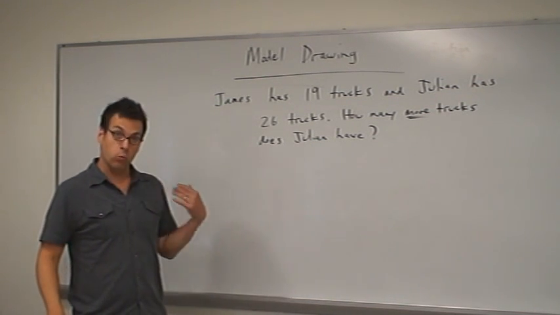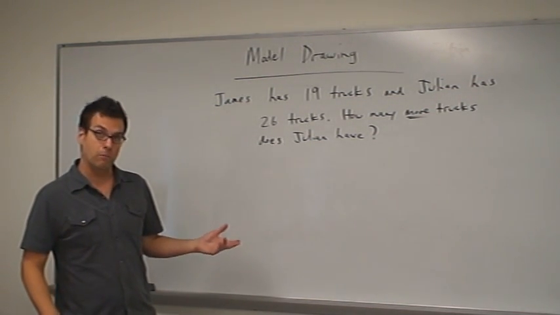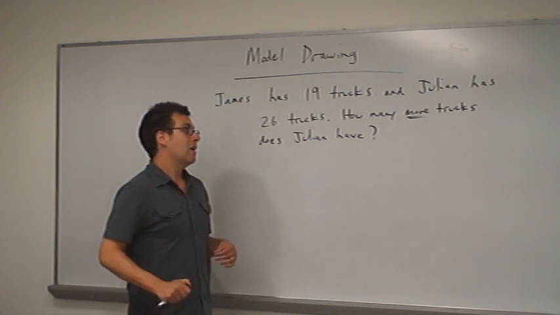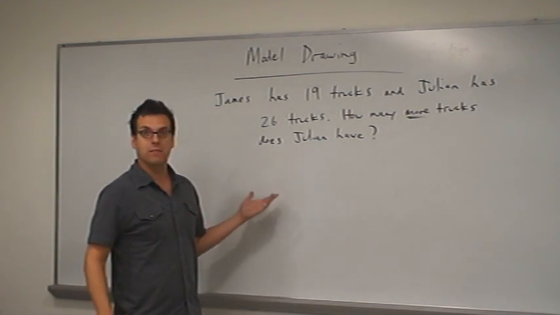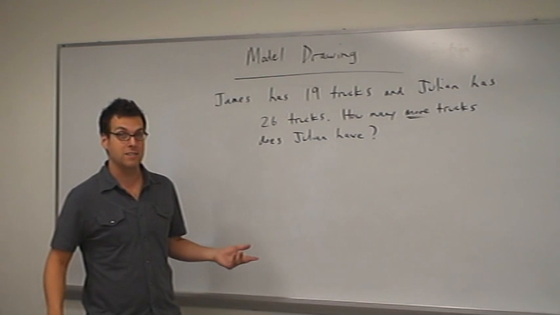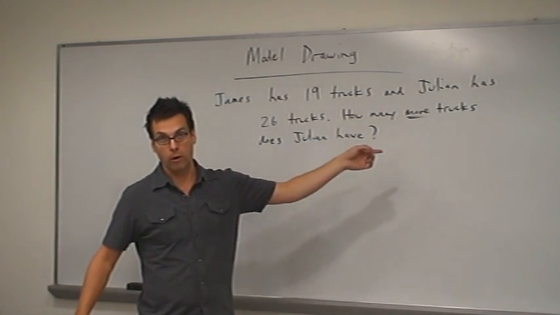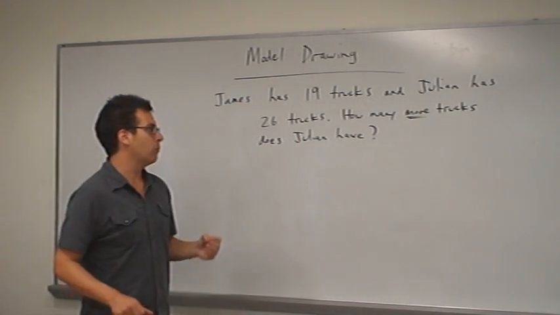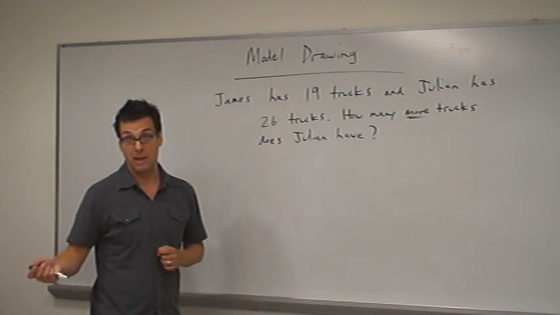One benefit of using model drawing to solve a problem like this is that a student might just blindly think that the correct arithmetic is 26 plus 19 simply because they see that word "more." Okay? So hopefully, if we were to draw the correct picture, we would correct that mistake.